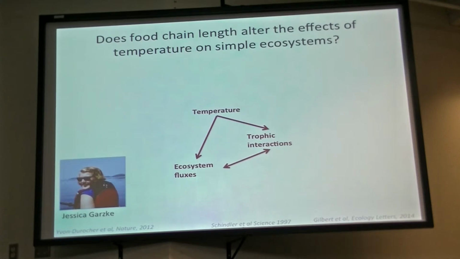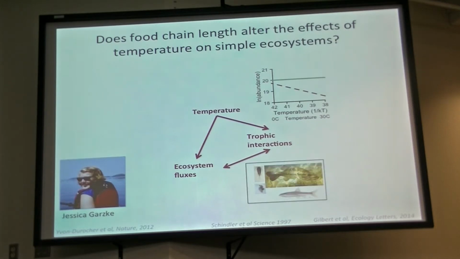And basically the framework for this is that I've just told you how temperature affects the outcome of trophic interactions, and we know that from many other experiments. We also know that trophic interactions affect ecosystem fluxes. Great work by Daniel Schindler and others shows that when you have a top predator, you can have changes in the total carbon flux in the system.